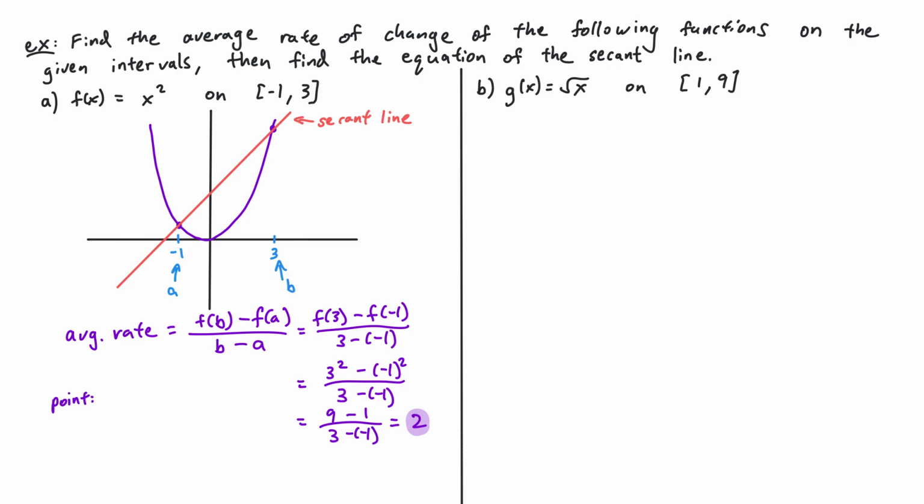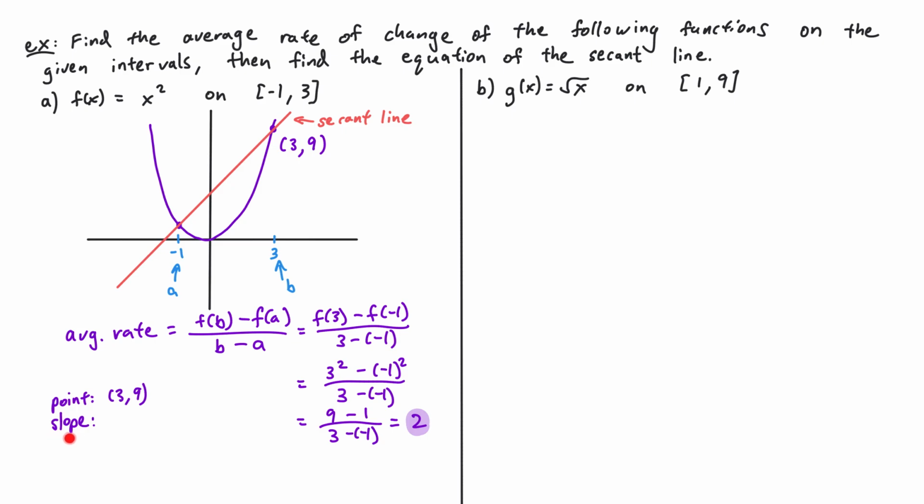You need a point and you need a slope. For the point of our secant line, we could choose either this point at x equals -1 or this point at x equals 3. Let's say we choose the point at x equals 3. We know here that the x-coordinate of this point is 3. To find the corresponding y-coordinate, we plug in 3 into our function to get the output. Since our function is the x squared function, we plug in 3, we get 3 squared, which gives us 9 as the corresponding output. So our point here is (3, 9).